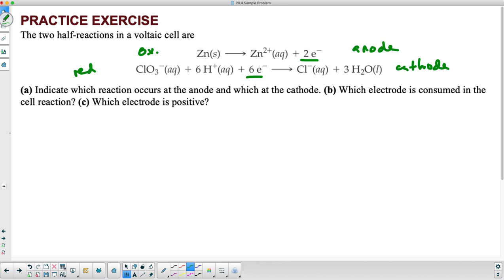Because reduction happens at the cathode and oxidation happens at the anode, and it's the vowels and the consonants of reduction and cathode. So that's how I remember it.